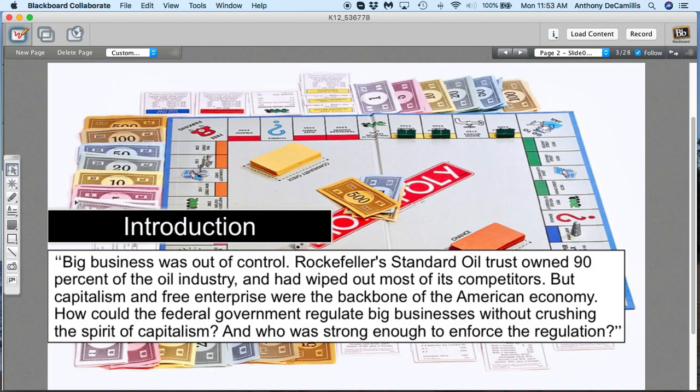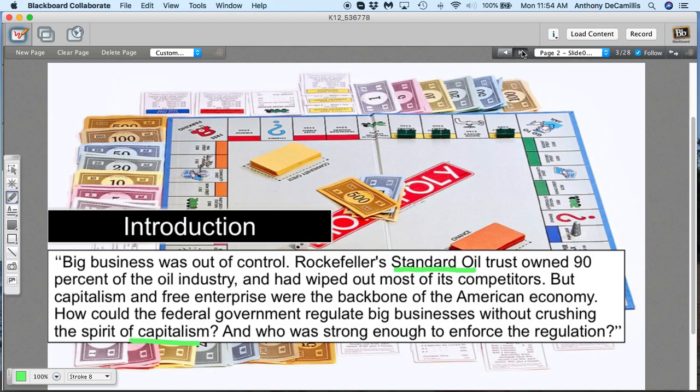Let's take a look at our introduction. Here it is. Big business. It's out of control. Rockefeller's Standard Oil Trust owned 90% of the oil industry and had wiped out most of its competitors. But capitalism and free enterprise were the backbone of the American society. How could the federal government regulate big businesses without crushing the spirit of capitalism? And who was strong enough to enforce the regulation? And you know what? What does capitalism mean anyway? We're going to try to define a lot of these things today.